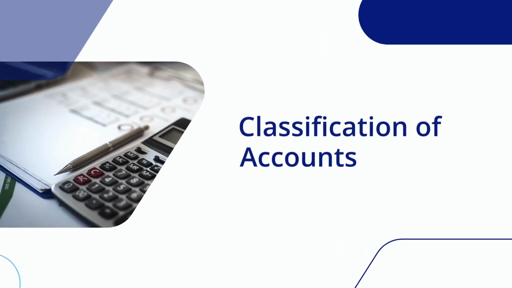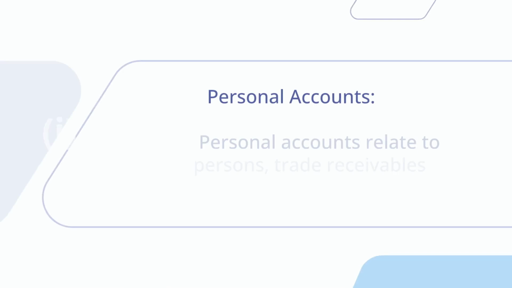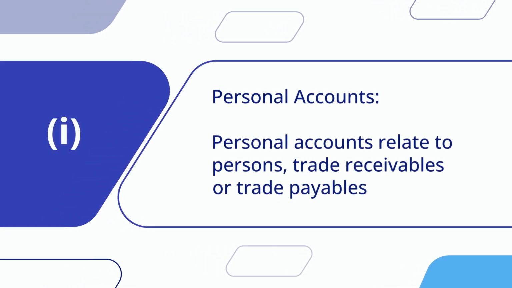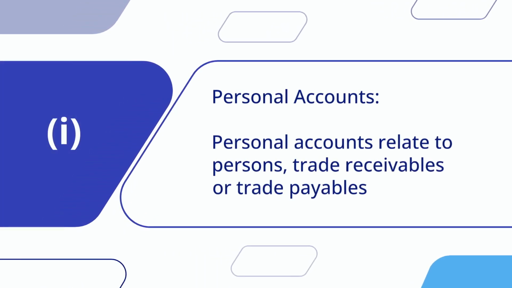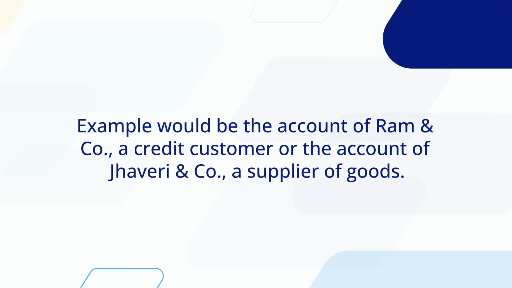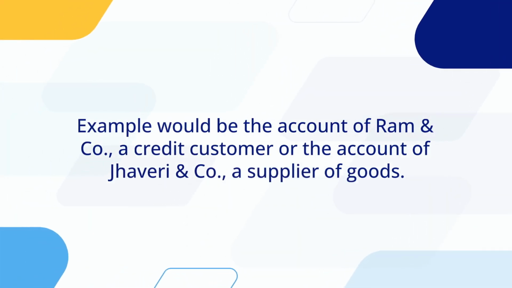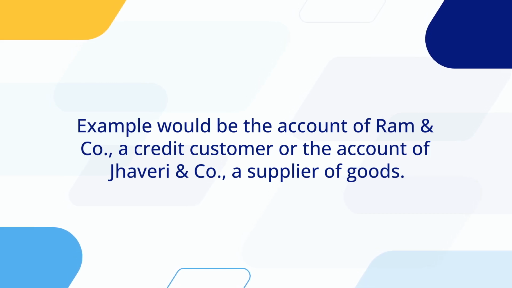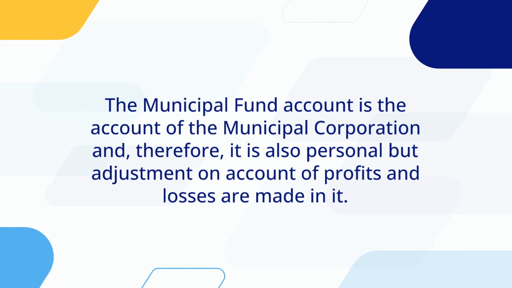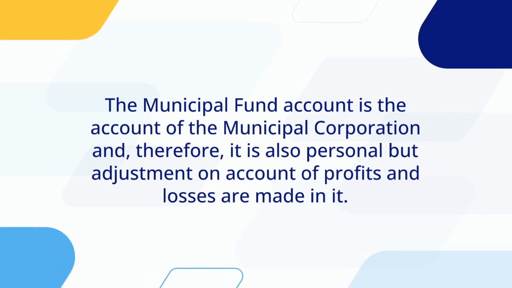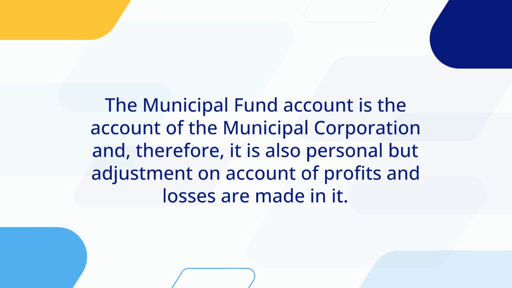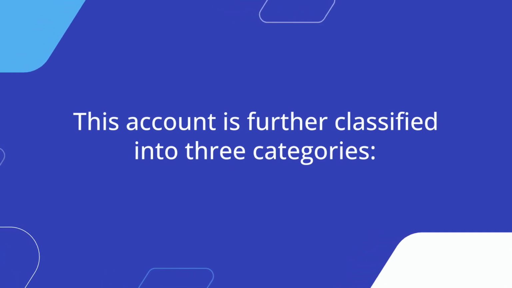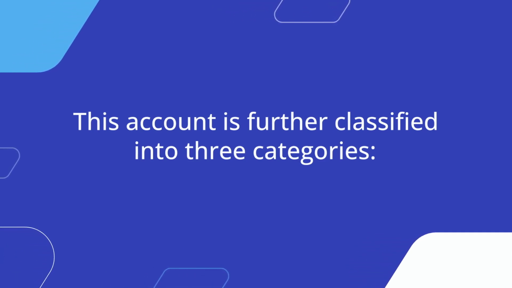Now let's look at the classification of accounts. Personal account. Personal accounts relate to persons, trade receivables or trade payables. An example would be the account of Ram and Company, a credit customer, or the account of Jhaveri and Company, a supplier of goods. The municipal fund account is the account of the municipal corporation, and therefore it is also personal, but adjustments on account of profits and losses are made in it. This account is further classified into the following categories.